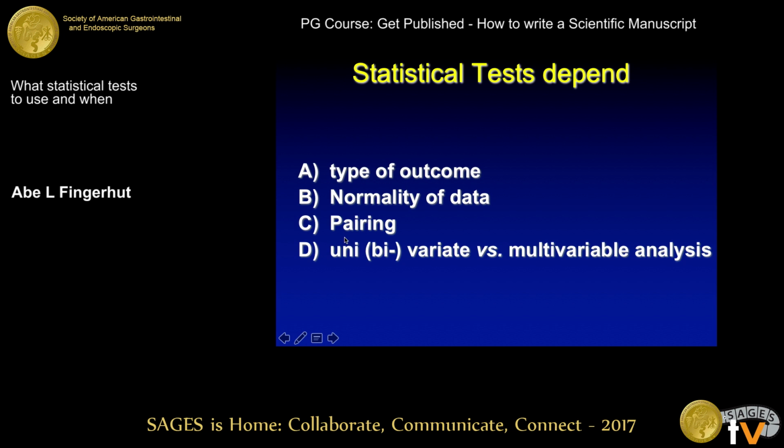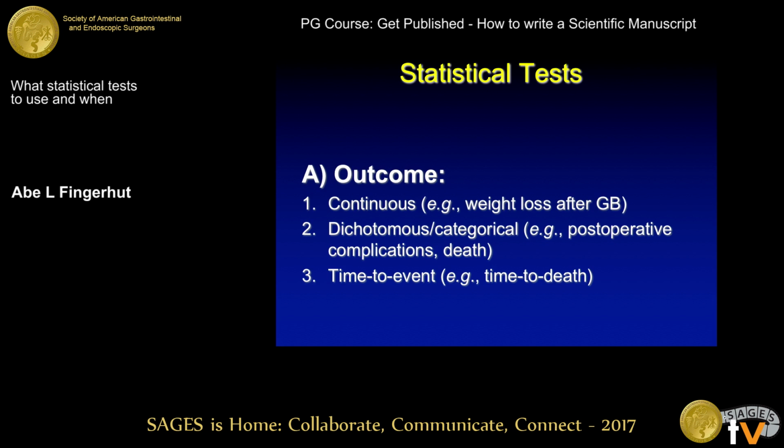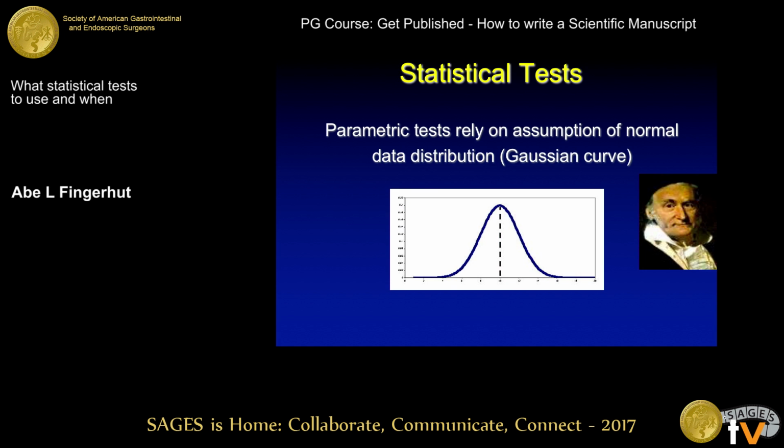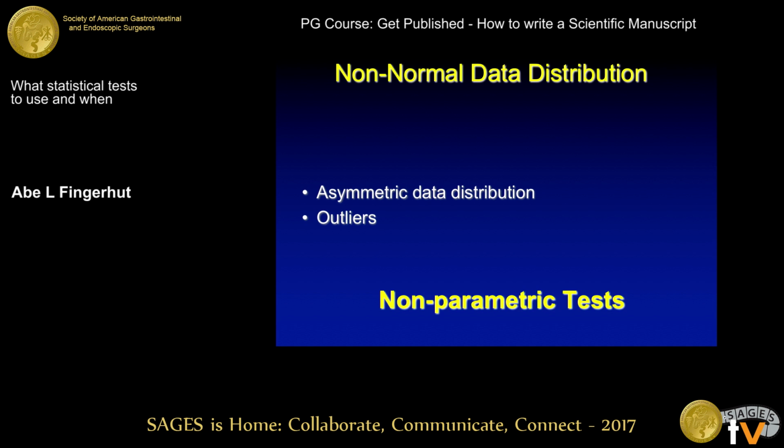So, statistically, I'm going to finish. We only lost 5 people. Not too bad. Statistical tests depend on what type of outcome you're looking at, whether the data is normal or not, whether it's paired or not, and whether you're talking about univariate analysis or multivariate analysis. It depends on what type of data: continuous, dichotomous, categorical, or time to event, whether it's normal or not. If it's not normal, you have to use non-parametric tests.